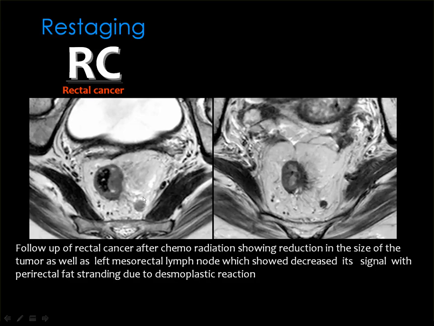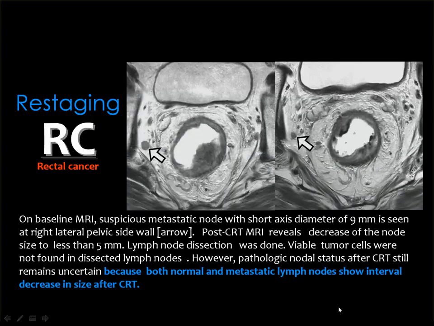And this is an example of a patient treated for rectal cancer with metastatic mesorectal lymph node, and this is after therapy, and you got regression in the tumor size, which is now of low signal intensity, suggestive of fibrosis, and also regression in the size of the lymph node, which also showed decrease in the signal, suggestive of fibrosis.